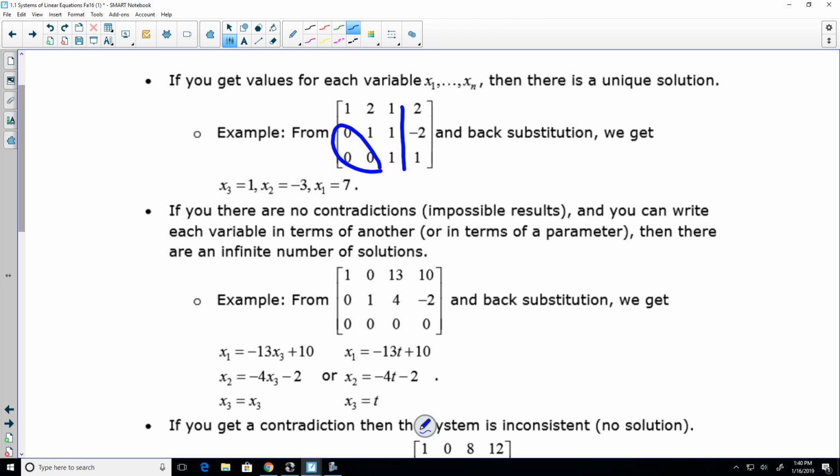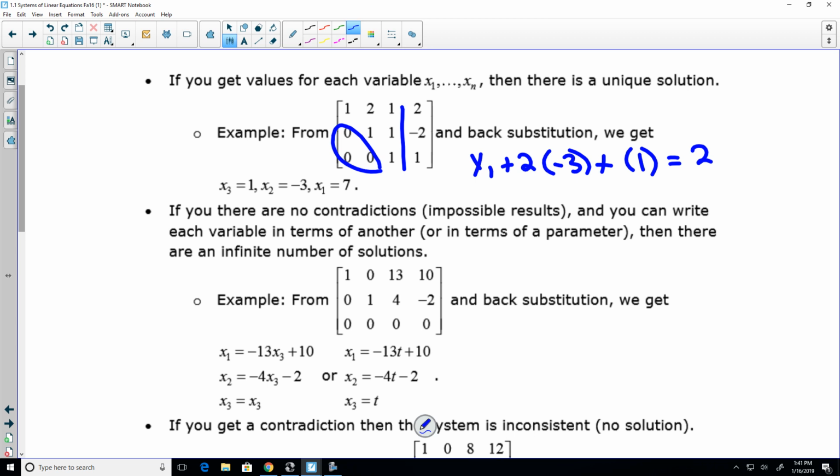So x3 equals 1. And this says x2 plus x3 equals negative 2. If x3 is equal to 1 and I move it over, that negative 2 will become negative 3. You agree with that? I'm back substituting. So x2 would equal negative 3. And then let's write this one down: x1 plus 2 times x2 plus 1 times x3 equals 2.